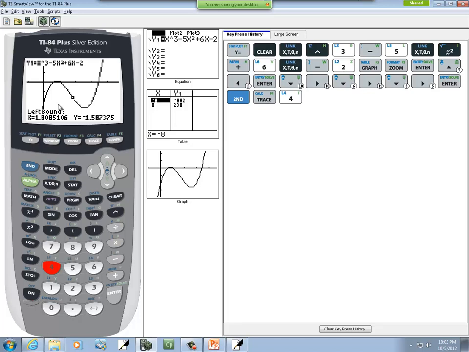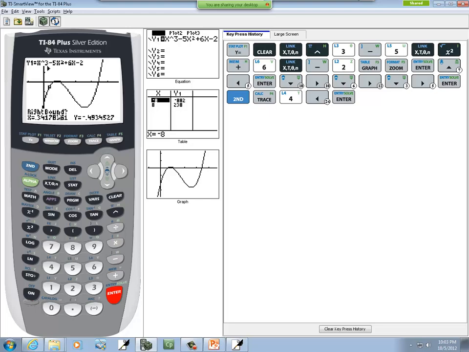Now it says left bound, and your cursor might be in a different place than mine, but what we want is we want the cursor on the left hand side of where that max is. So I'm going to press my left arrow key until it's on the left side of where that max is. Now it doesn't have to be clear over there. That's definitely to the left of where my max is. So I'll press enter one time, and that's our left bound.